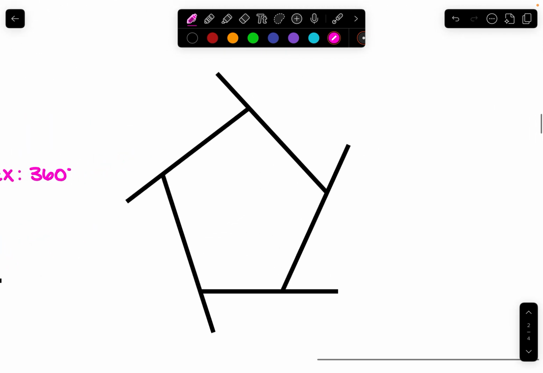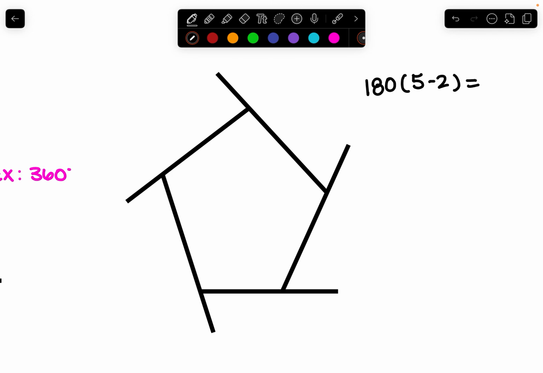Let's look over here at our pentagon. I don't necessarily know off the top of my head what the individual angles of a pentagon are. So I can use the formula that I just learned, 180 times n minus 2. That's 180 times 5 minus 2, and I get 540 degrees for all of the angles on the inside. I have to divide that number by the number of sides, because I need each of these angles, and that means each angle is 108 degrees.